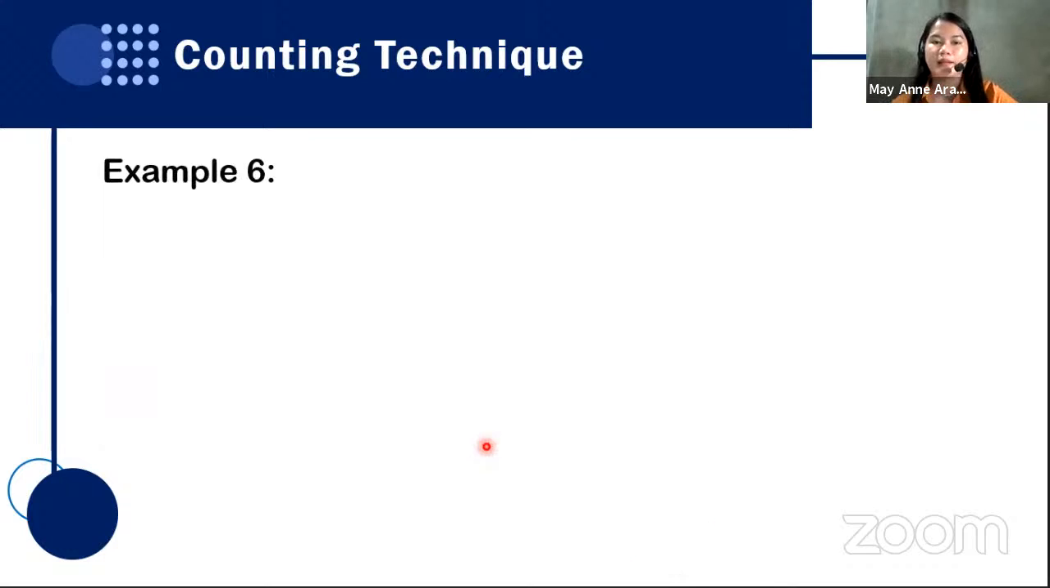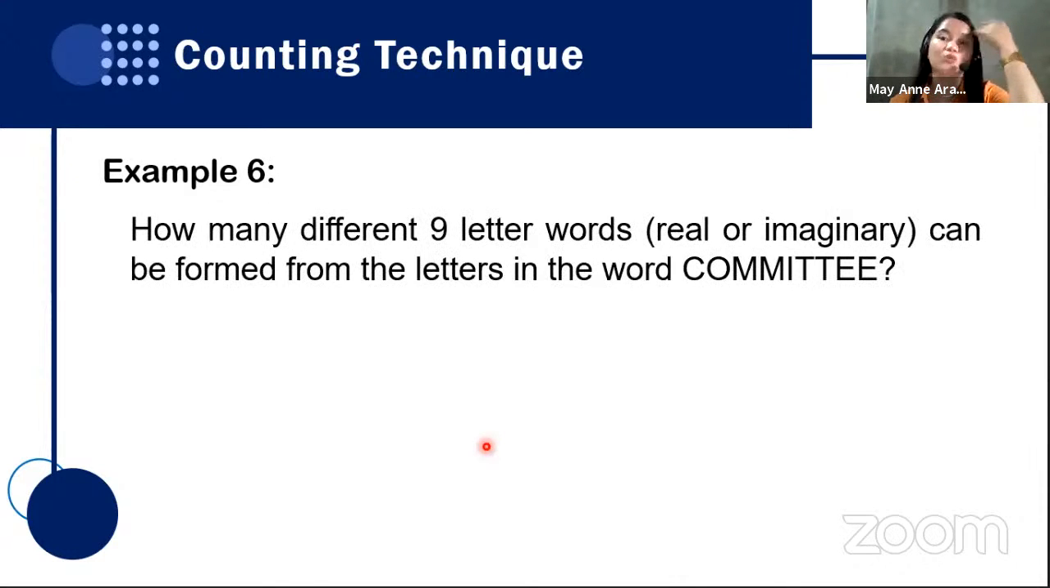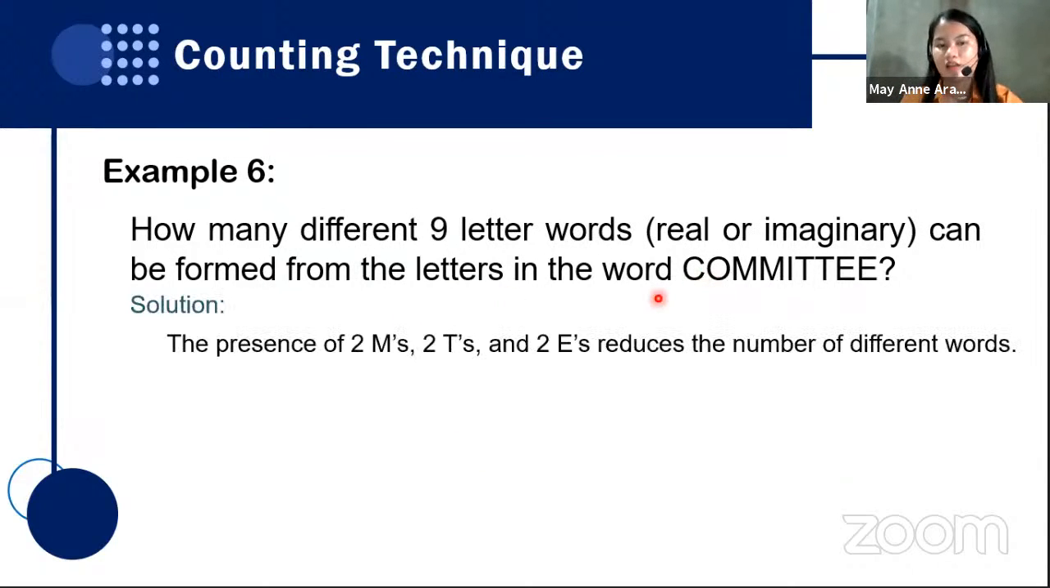Another one. This is for when there are repeated letters. How many different 9-letter words, real or imaginary, can be formed from the letters in the word committee? We have 2 M's in committee, 2 T's, and 2 E's. So this reduces the number of different words. How many letters are there? We have 1, 2, 3, 4, 5, 6, 7, 8, 9. So these are 9-letter words.